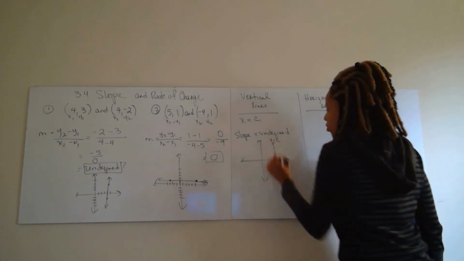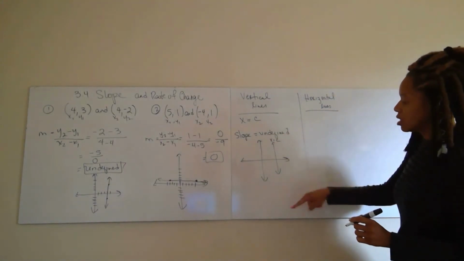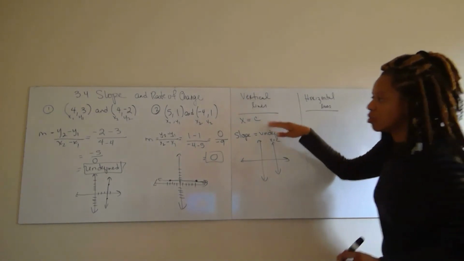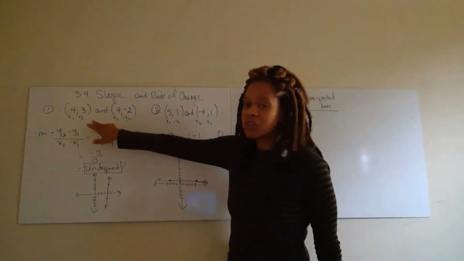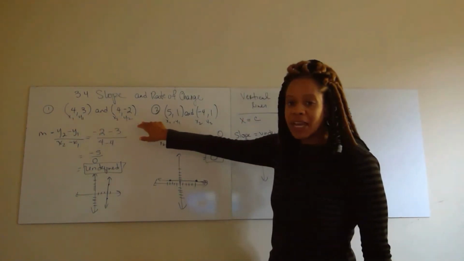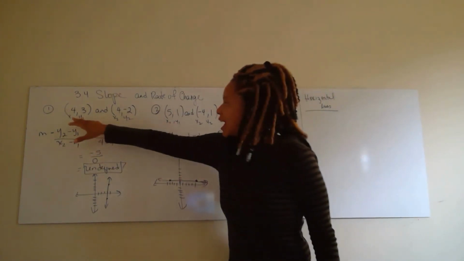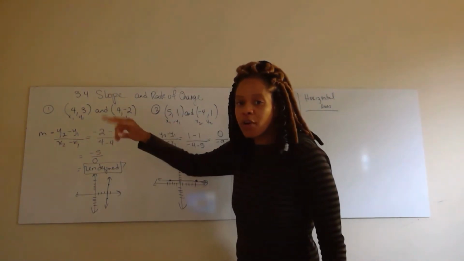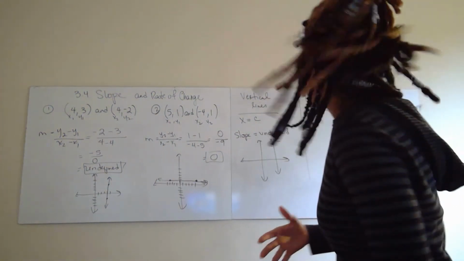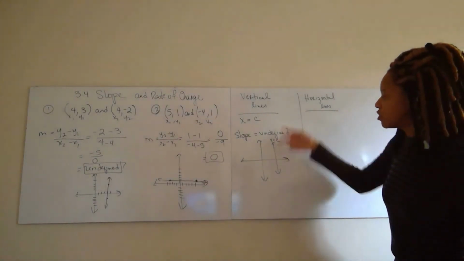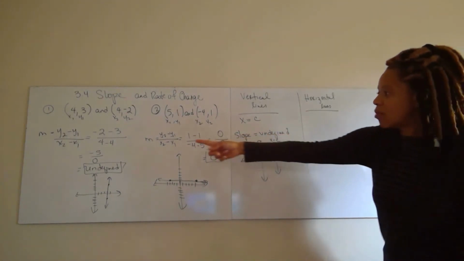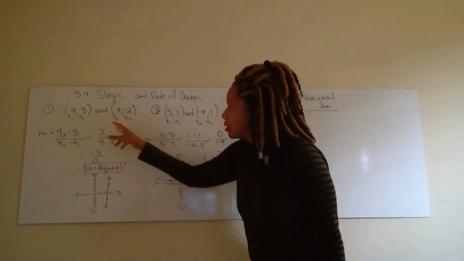So this would be x equals c. Remember, the vertical line is always x equal to some constant. When we look at this original problem, the first one we did, (4, 3) and (4, -2), what is that? The x is the same in both. The x is always equal to 4, and so the x is never changing. That means its equation is x equal to 4. That would be the original equation for this problem.